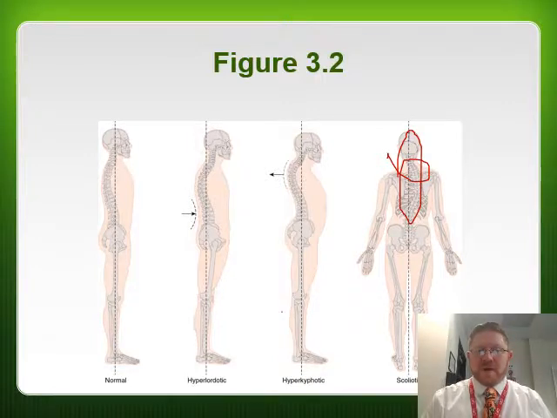Usually the spine should be right here, but instead it's pulled way off to the side. And notice we can't analyze that from a lateral view. We're seeing that from a posterior view, and that's how we're able to assess it here.